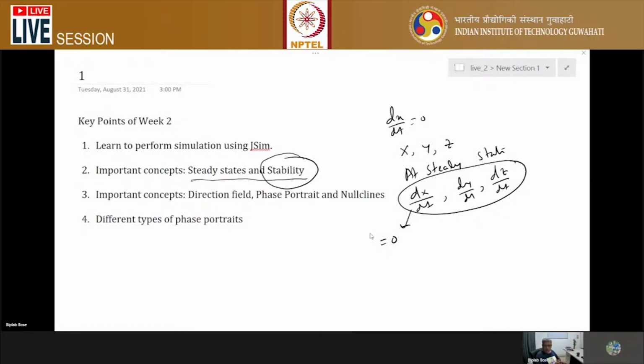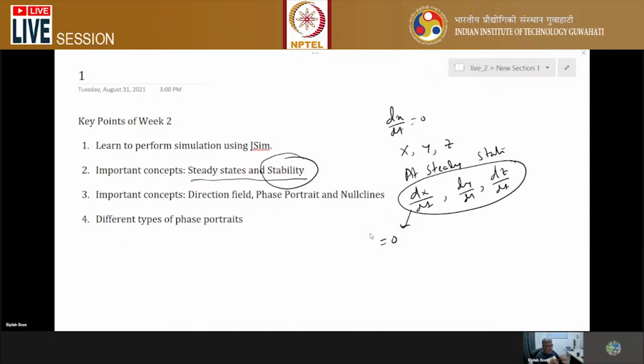What is steady stability? Why is the stability issue so important? As I said, right now I am in a physiological homeostasis, as I am talking to you. You are also in a particular physiological homeostasis. That means you and me are all at certain steady states.